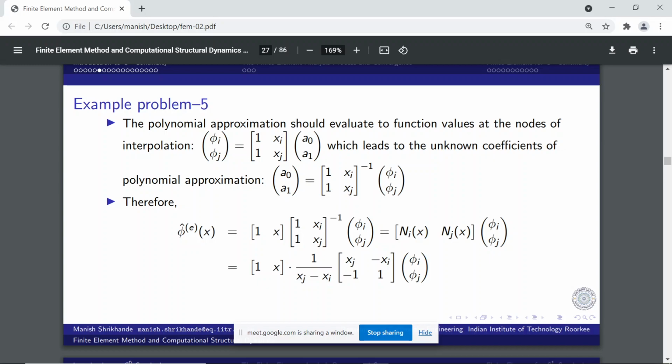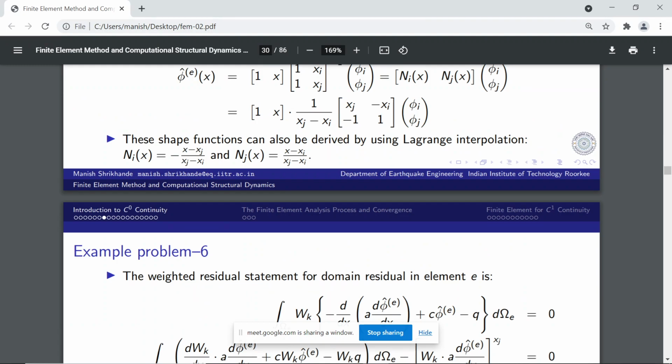And if you calculate these values, then evaluate this matrix multiplication, this leads to the same interpolation formula that we discussed a little while back, the Lagrangian interpolation formula. So the shape functions can be obtained.